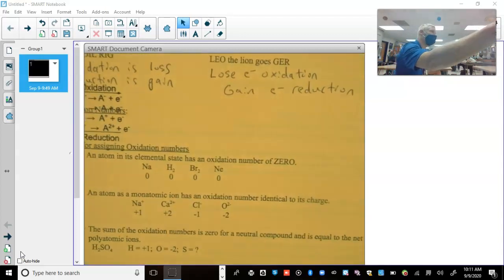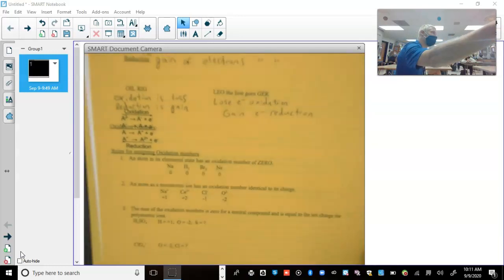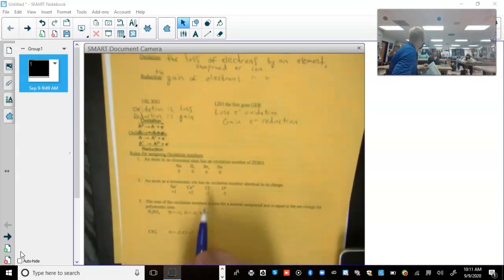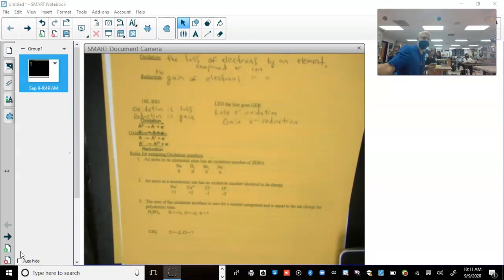So when we're saying things like chlorine, is it always going to be -1? Not always. There's situations where it could be something else. But the default is going to be -1, the most common form. Well, we'll do some examples.